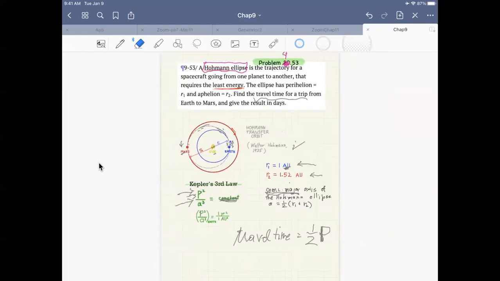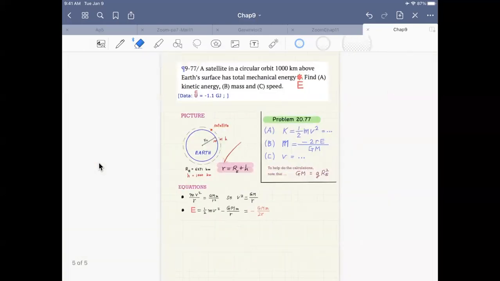All right, so that's an example of using Newton's theory of universal gravitation to explore the solar system by NASA. Here's another example that would be relevant to NASA.